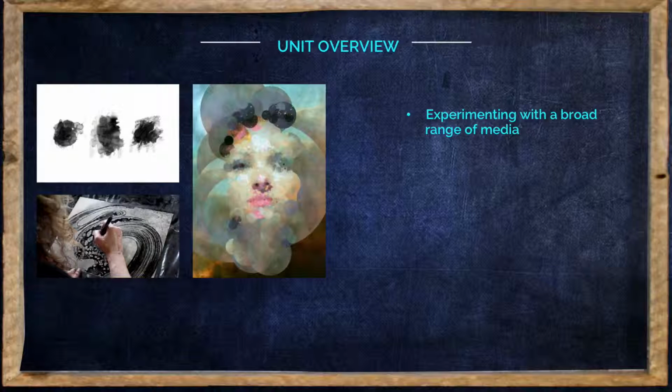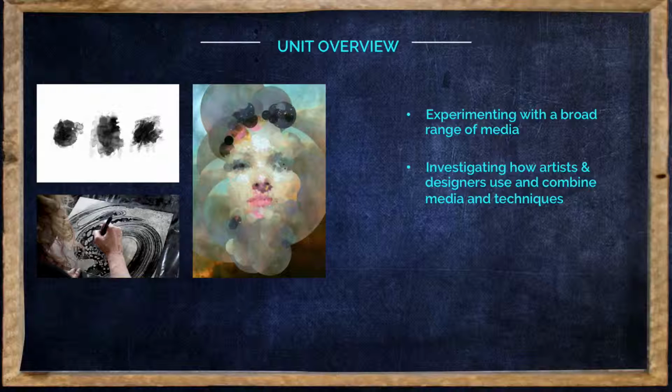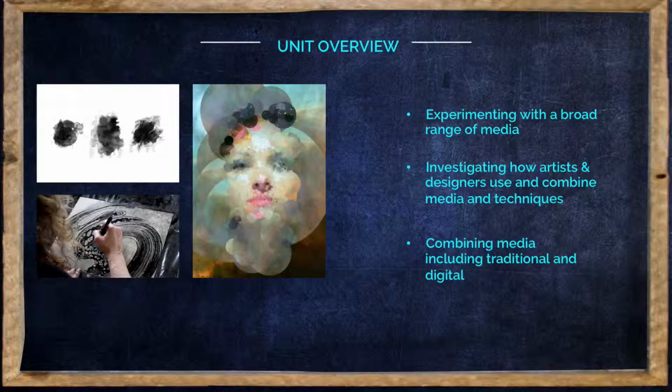The unit is about experimenting with a broad range of media and investigating how artists and designers use and combine media and techniques, and then combining that yourself using traditional and digital. So a broad range of media might be inks, watercolour, charcoal, pencil crayon, acrylics, and then combining those with digital methods as well, so halftoning, vector illustration, Photoshop, layering and blending.